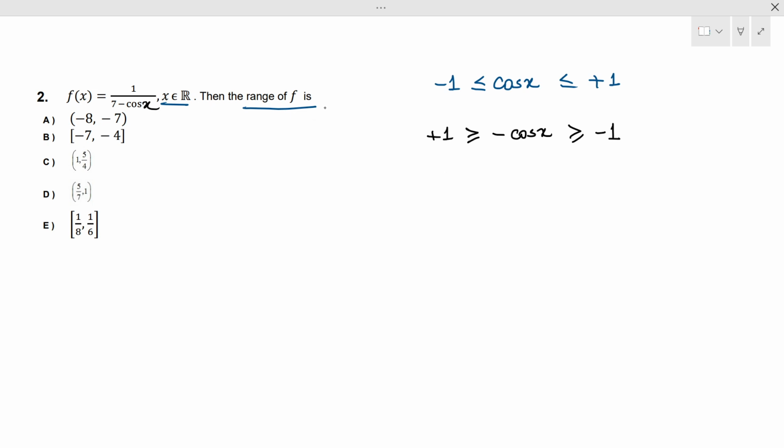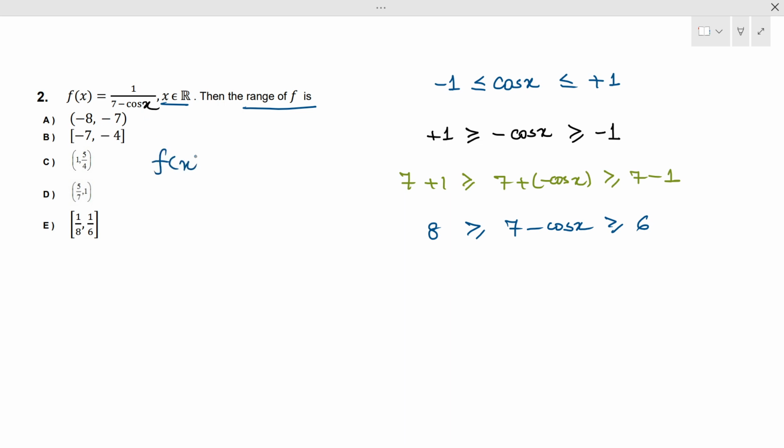Yes. Now, what we are going to do is add 7 on both sides. This will not change the sign. When we subtract or when we reciprocate, then it changes the sign. So 7 plus 1 is 8. 8 is greater than 7 minus cos x. So it will be 7 minus cos x is greater than or equal to 7 minus 1, which is 6, right? Yes. Now, what is f(x)?